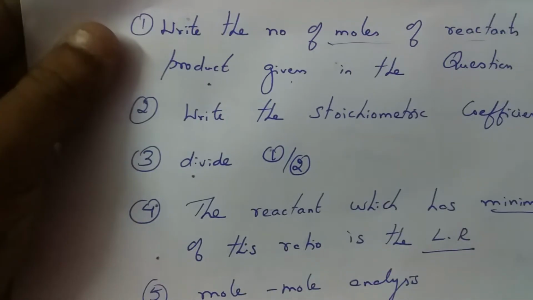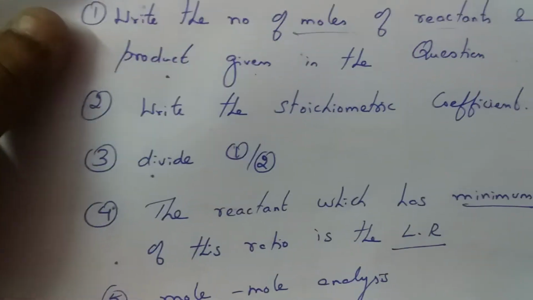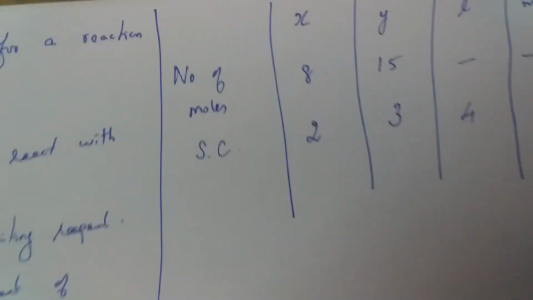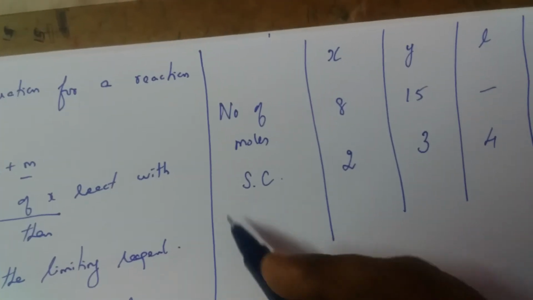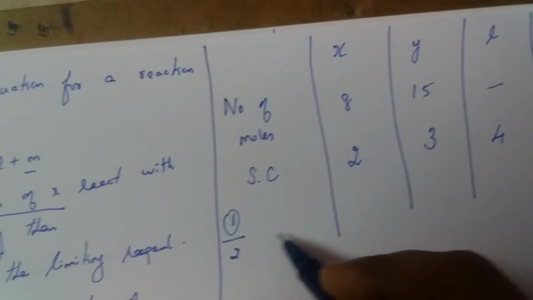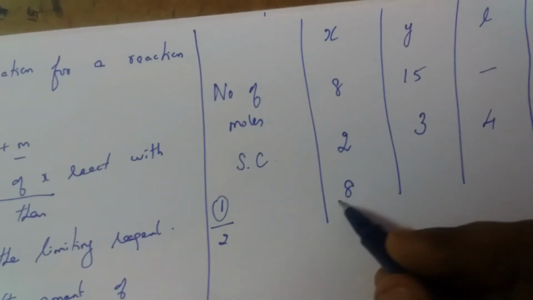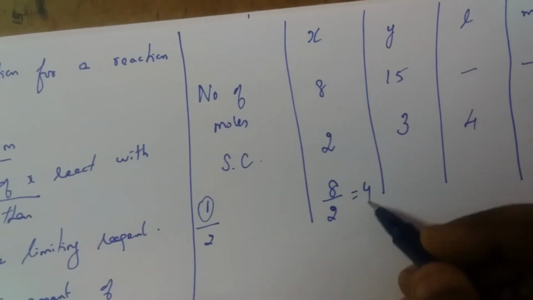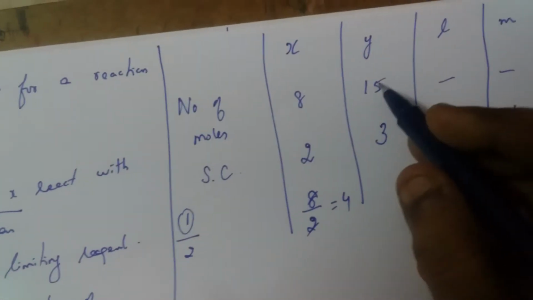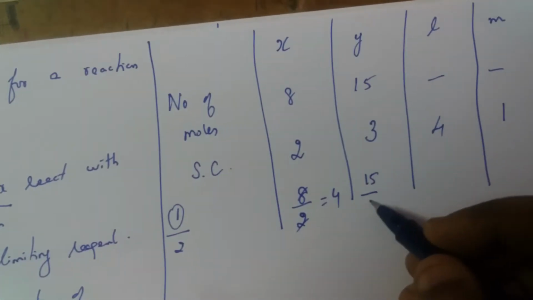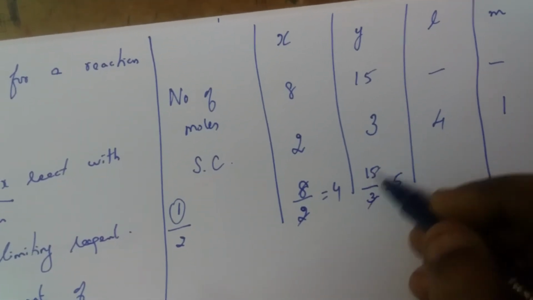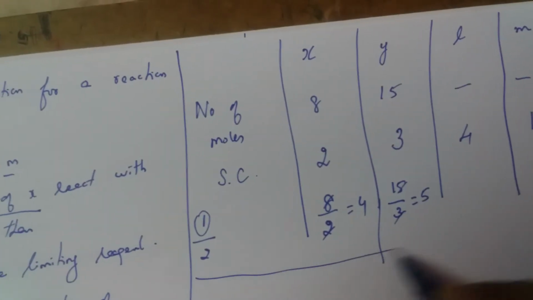We have found the stoichiometric coefficients. Then in step 3, divide step 1 by step 2, that is, the number of moles by the stoichiometric coefficient. For X, 8 by 2 is equal to 4. And for Y, 15 by 3 is equal to 5.